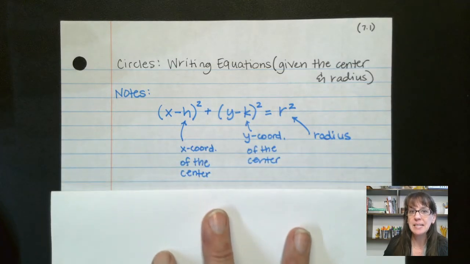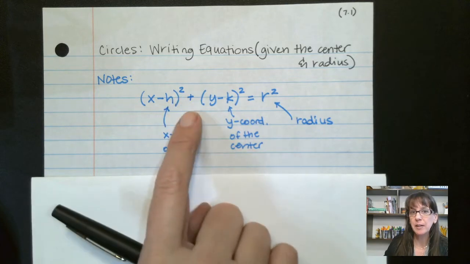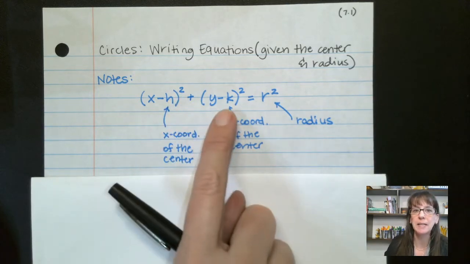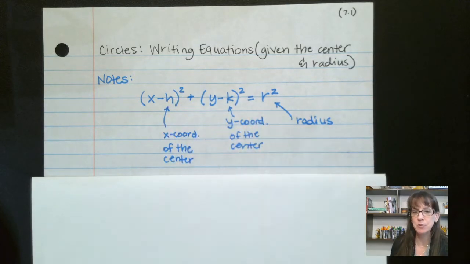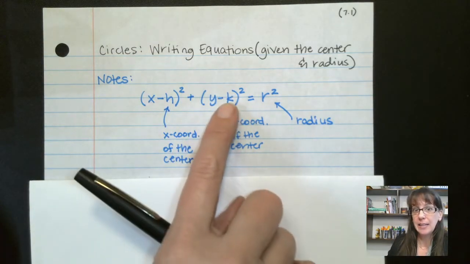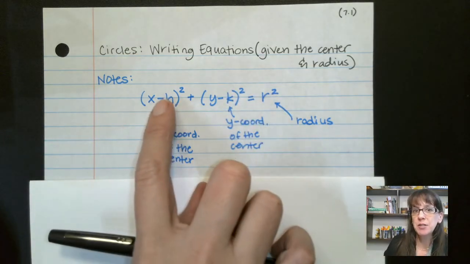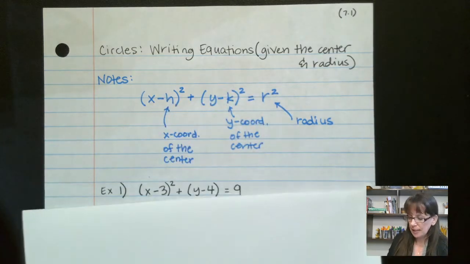Okay, so here is the information that you will need to write in your notebook. (x minus h) squared plus (y minus k) squared equals the radius squared. Now, the h is the x coordinate of your center and the k is the y coordinate of your center. When we do this, we always have to do the opposite of this, and let me show you why.